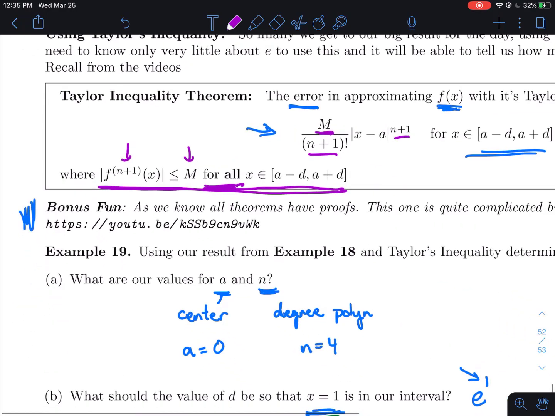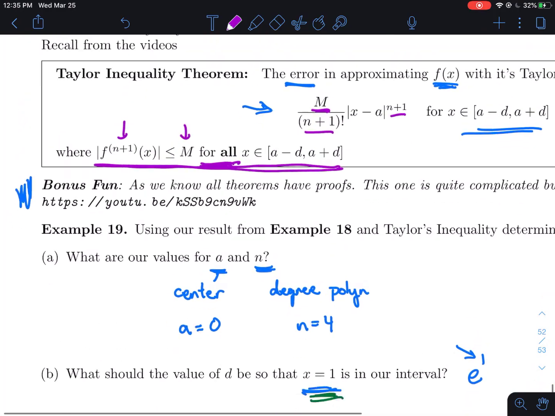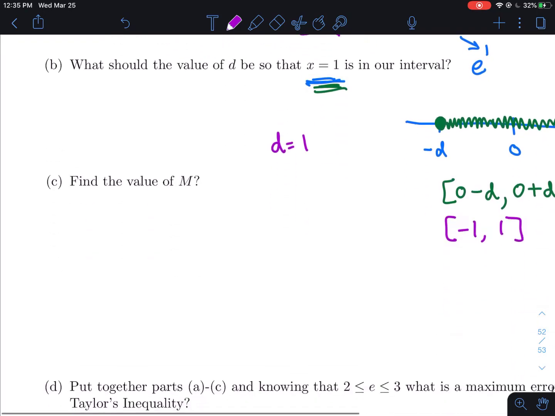Okay, so the first step is that I need to take n plus 1 derivatives of e to the x. Now remember that my n is 4, so I need to take 5 derivatives, n plus 1. It's going to be 5 derivatives, the fifth derivative.